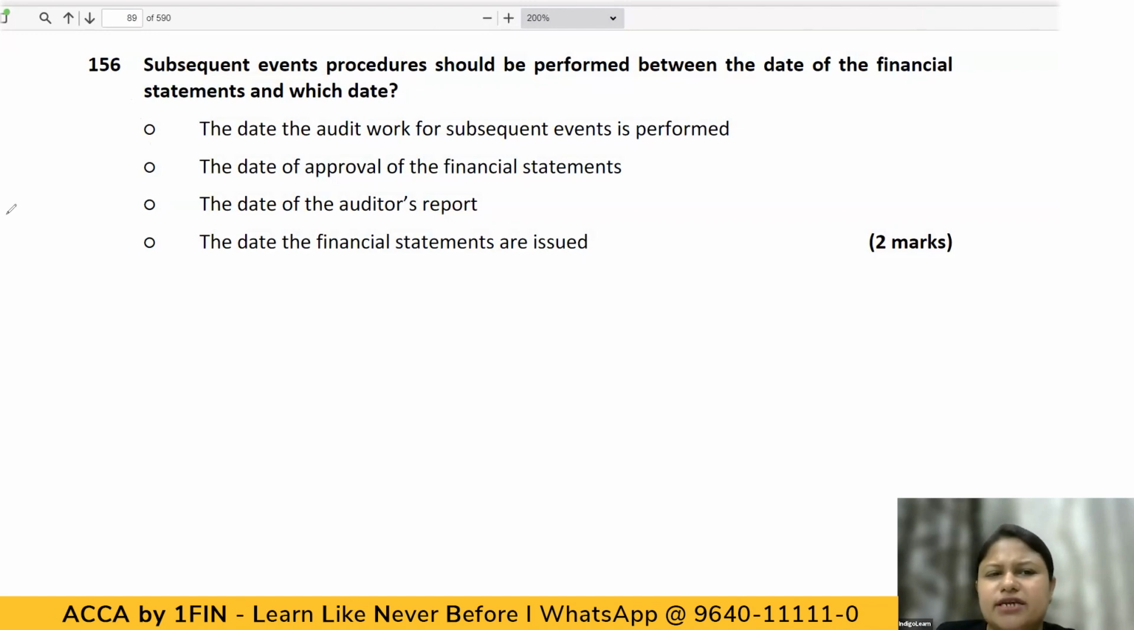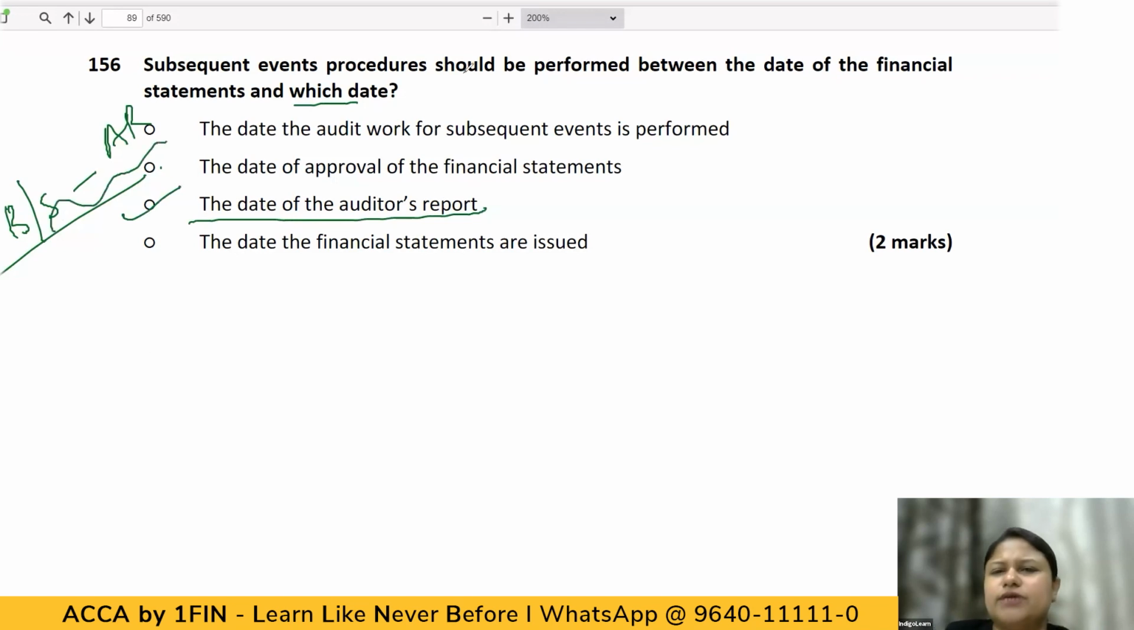So what is a subsequent event? Events after the balance sheet date, up to the date of the auditor's report. Subsequent events fall between the date of the financial statements and which date? The date of the auditor's report. So you don't even have to do elimination; you can directly pick this period as the subsequent event period.